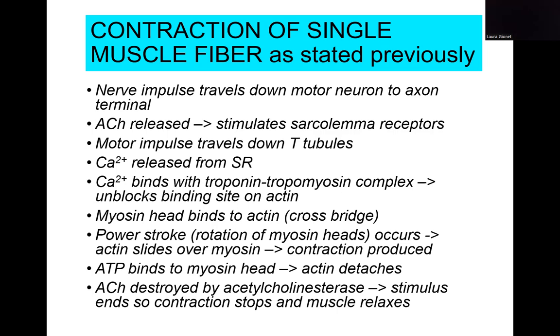So we have a contraction, right? ATP binds to myosin, so it lets go, detaches. We pump the calcium back into the sarcoplasmic reticulum, so the troponin and tropomyosin complex recovers that binding site. And we break down the acetylcholine at the neuromuscular junction with acetylcholinesterase.